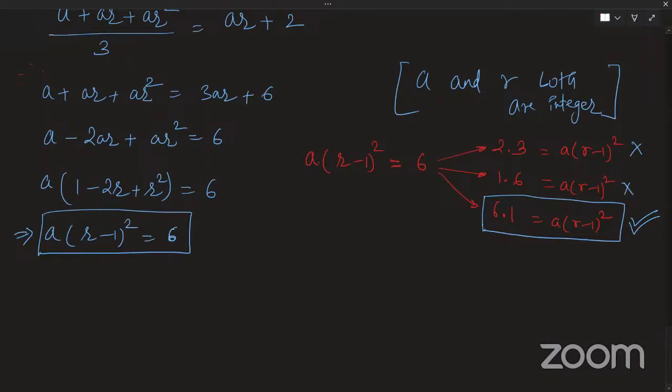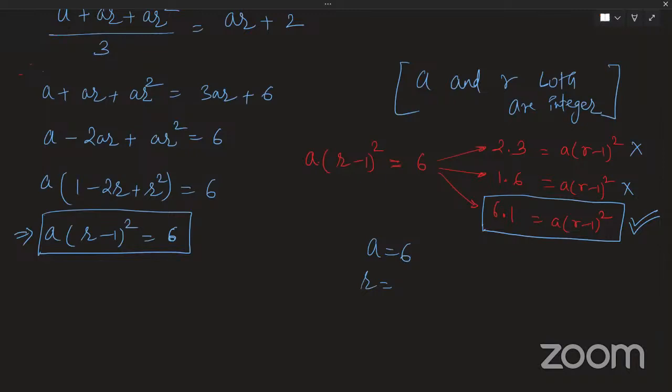In both of these cases my R will be an irrational number, right? This will be the only case where my A and R both are integers. So basically my A is equal to 6 and my R is equal to how much? R is 1, sir.